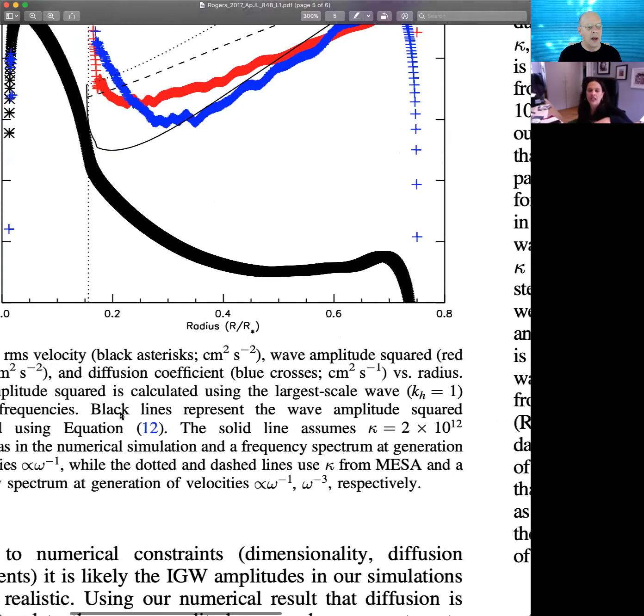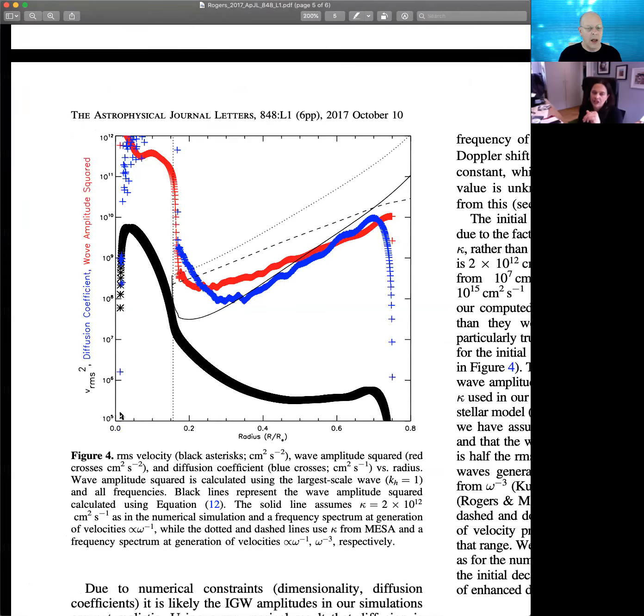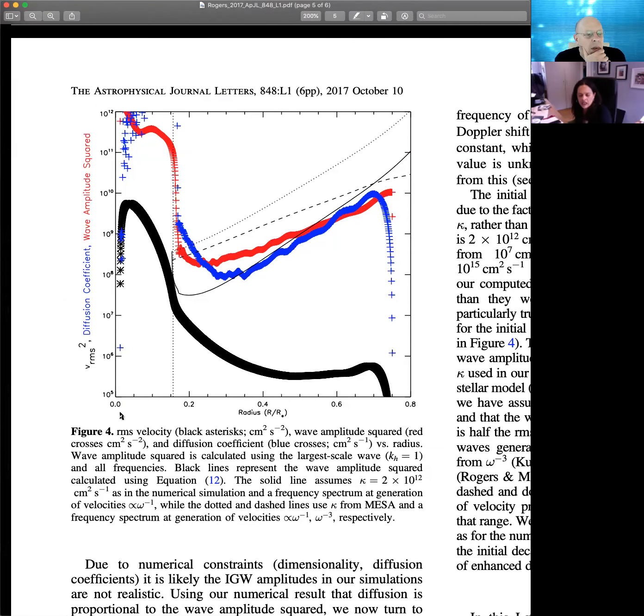what we did here is we're again trying to understand what's setting the diffusion coefficient in the radiation zone. There's been some work in the planetary atmospheres community, possibly in stellar interiors as well, about what sets a diffusion coefficient, and it's often a local RMS velocity of some sort. So we plotted in black the RMS velocity squared, in blue the diffusion coefficient, and in red the wave amplitude squared.